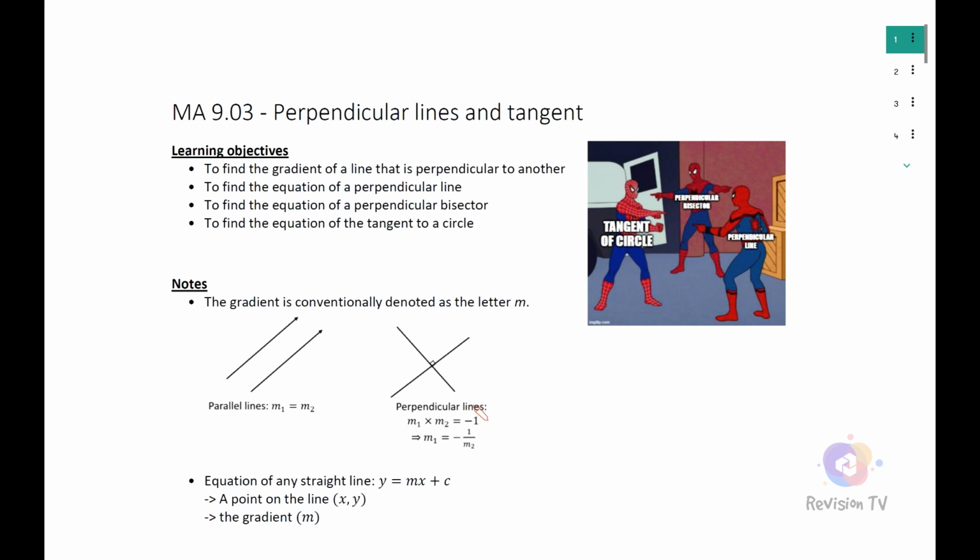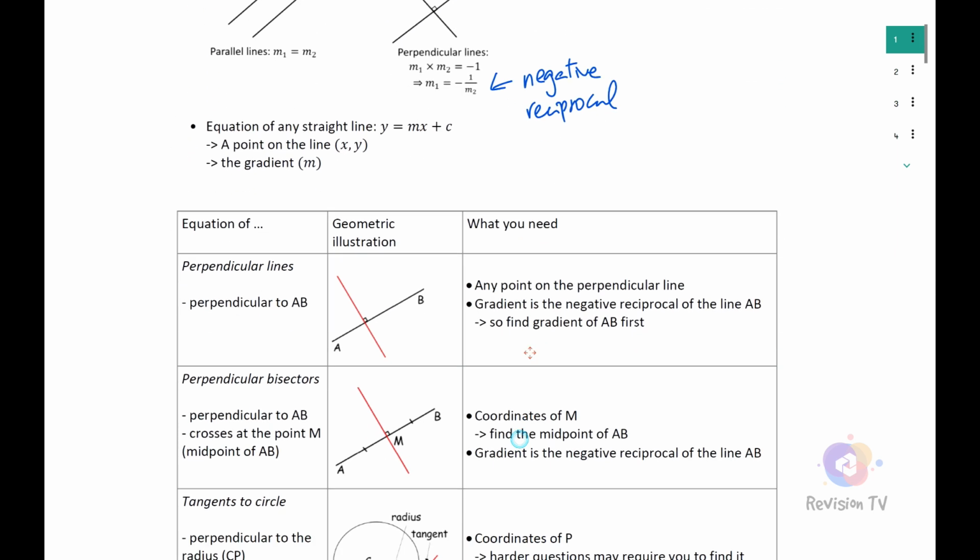On the other hand, if we rearrange the equation, we can see m1 equals -1 over the gradient of the other, which is also known as the negative reciprocal. You should know about these terms. To find the equation of any straight line, we can use y equals mx plus c. We need two things: a point on the line, x and y, and the gradient. Once we've got these two ingredients, we can use the formula to make our own equation.